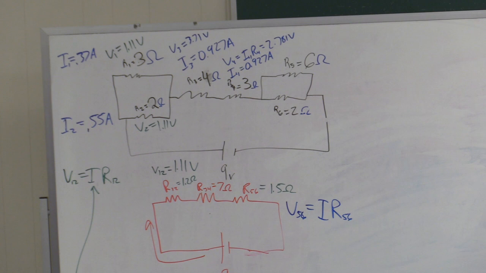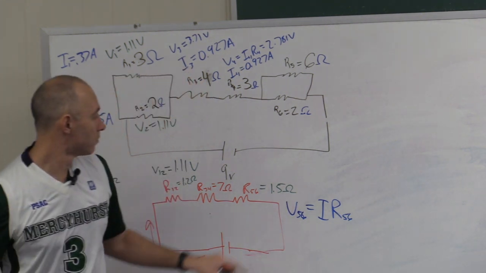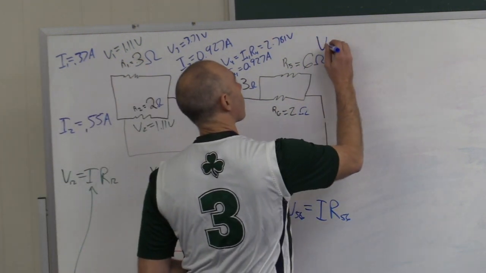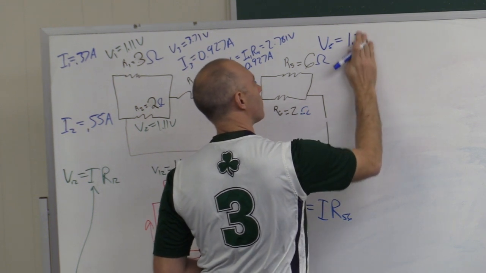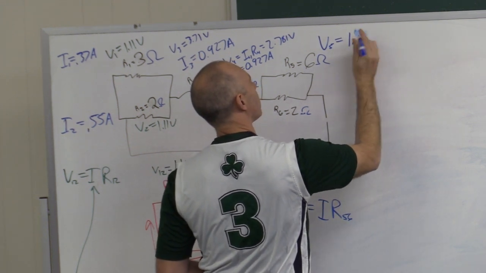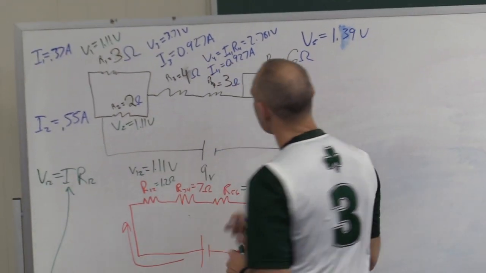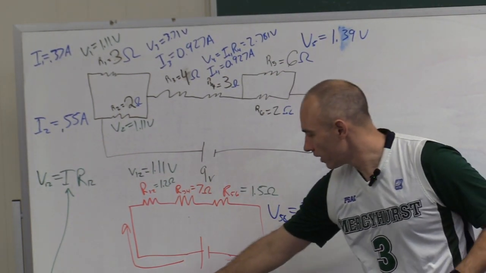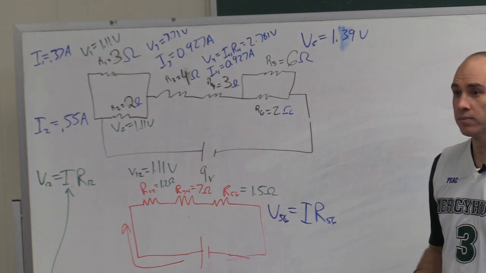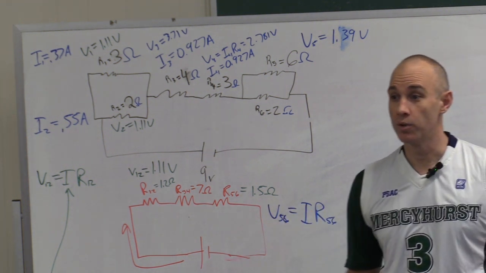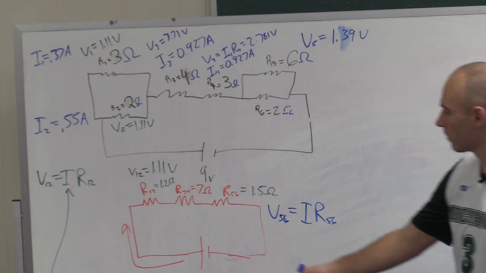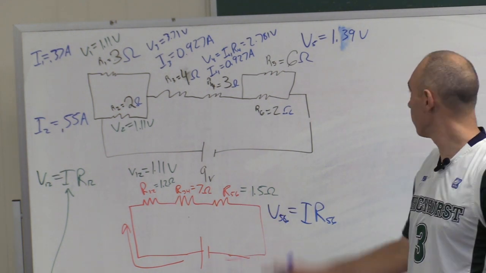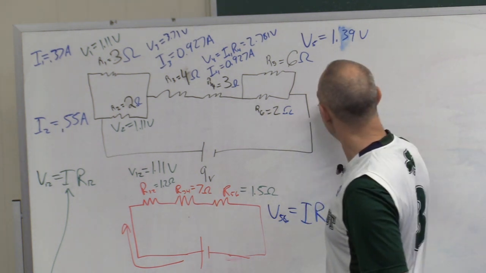Both of them should give you the same voltage. I don't care which one you do, but somebody tell me what the voltage is. Say it one more time. 1.39. Which way did you find that? So you put 0.927 times 1.5? Looks good to me. I was just checking it, but it looks good. You're multiplying by a little less than 1, so it should be a little less than 1.5, and it is. That's also going to be V6.